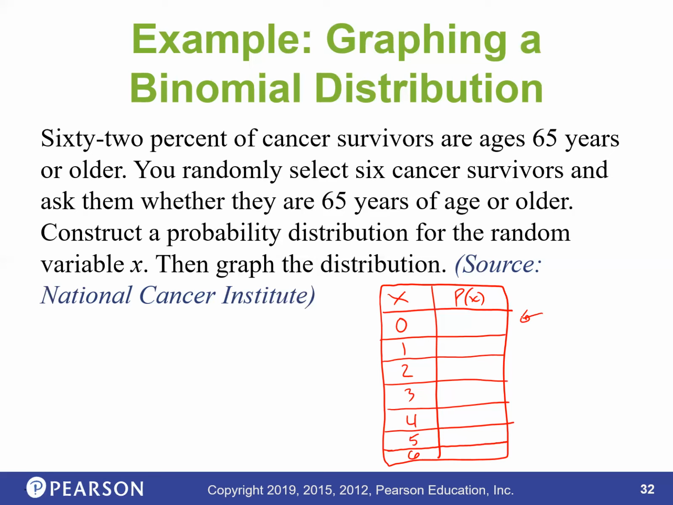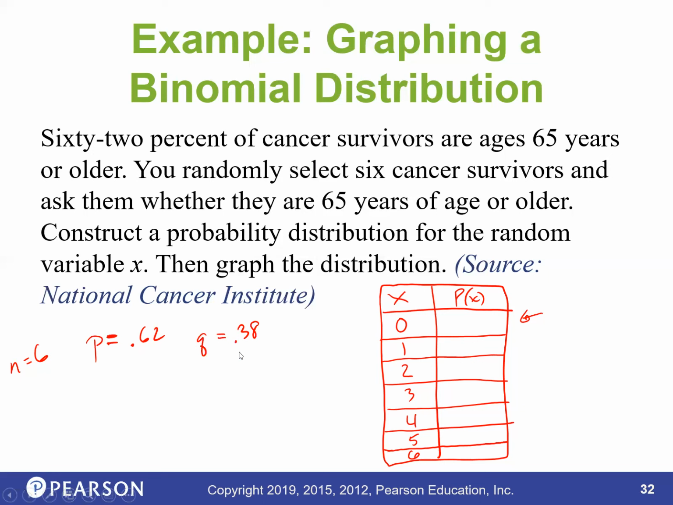Can you guys give me the probabilities here? Let's see if we agree on the first one. What's the probability that 0 of them are going to say it? We're going to go out 3 decimal places. Same stuff that we've been doing before. 62% is my p-value. That means my q value is, anybody? Q values are the percent failures. 0.38 is good by me. My n value is how many am I asking? 6, and this is going to be for every single one. I'm going to get an X value of 0, 1, 2, 3, 4, 5, 6.